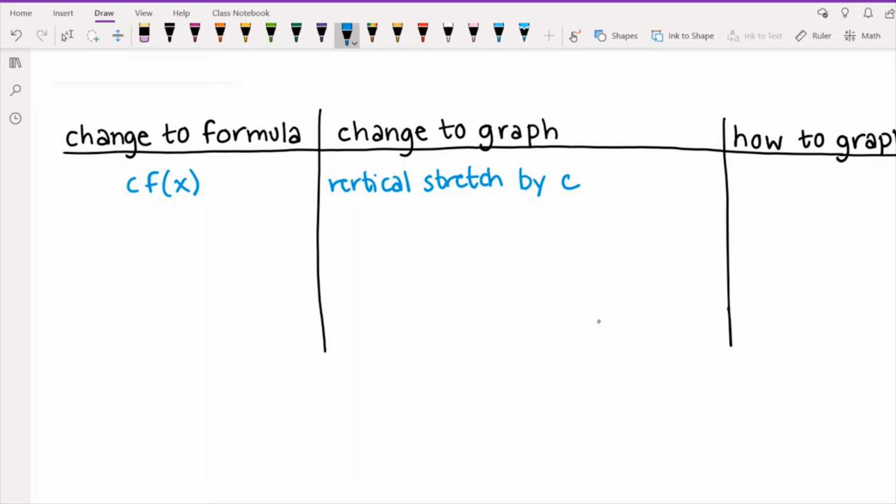So what I'm going to finish writing here is that it's a vertical stretch by c if that number c is bigger than 1. So if you multiply your function by 2 or 3 or 1.1 or any number that's bigger than 1, that's going to have the effect of making the y coordinates higher numbers, which will stretch the graph vertically. What will happen if we multiply by a number smaller than 1? Well, that will then be a vertical compression, if c is less than 1.